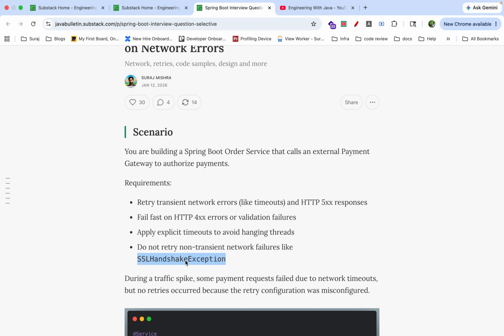So often what happens is the servers are not available for a very brief period of time, it might be because of a network blip. So such errors generally recover in retries. So that's what it's trying to say on the first point.